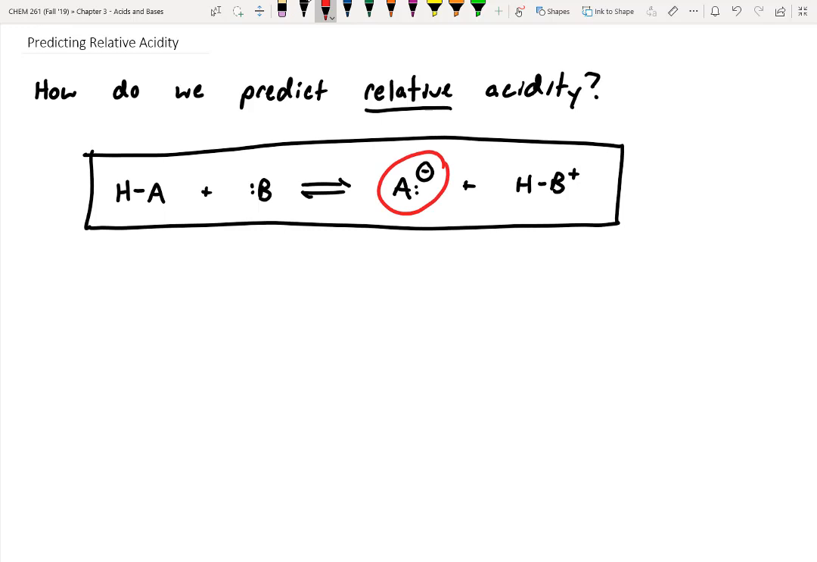Just like you saw in your pod, the thing I really like students to look at is the stability of the conjugate base. All right, and there's a lot of different features that can stabilize that negative charge. What's one we can think of? Resonance, we saw that on our problem of the day. What's another one that could stabilize a negative charge?